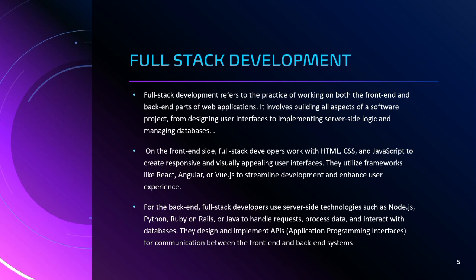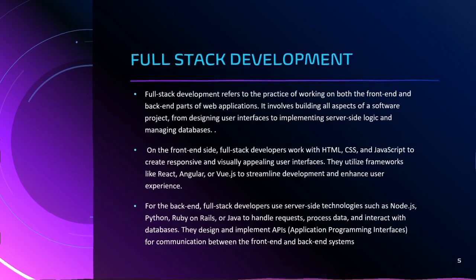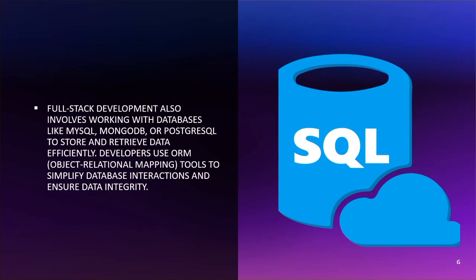For the backend, full stack developers use server-side technologies such as Node.js, Python, Ruby, etc. to handle requests, process data, and interact with databases. They design and implement APIs for communication between the front end and the backend. Full stack development also involves working with databases like MySQL, MongoDB, etc. to store and retrieve data efficiently. Developers use tools to simplify database interaction and ensure data integrity.